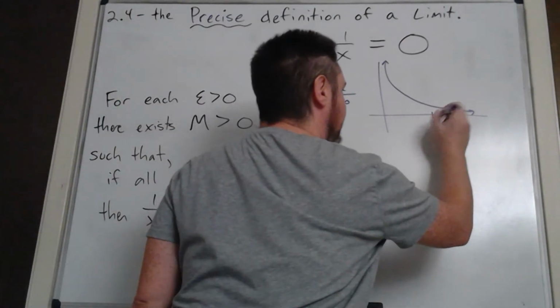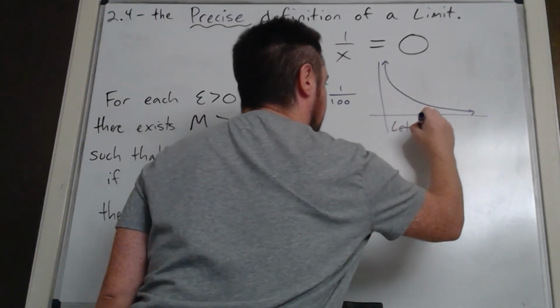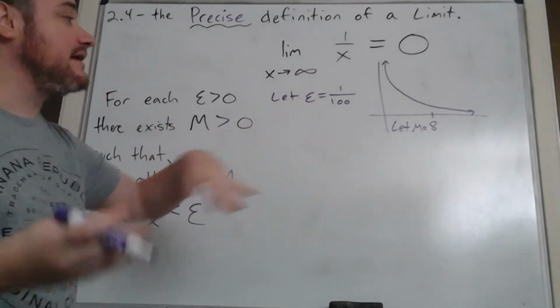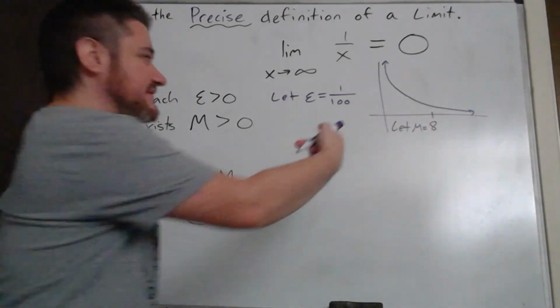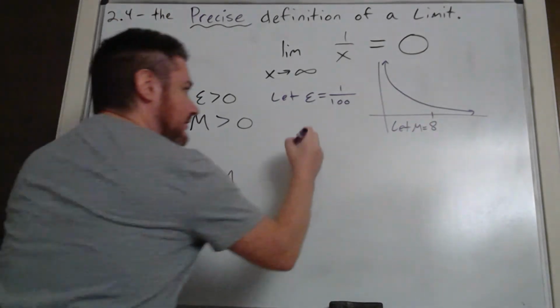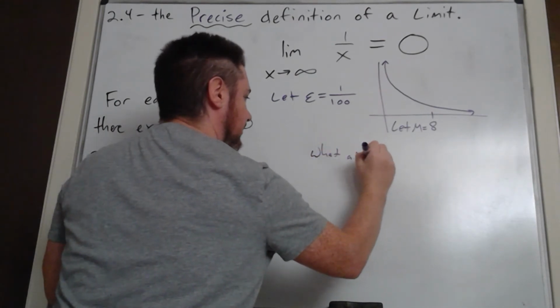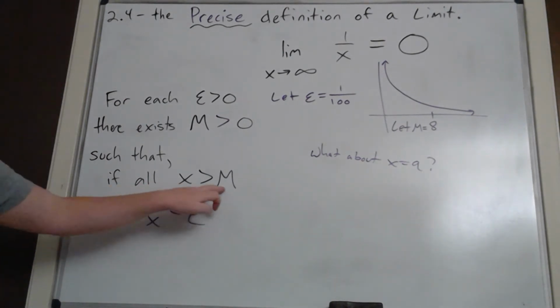If I say let m be 8, does that work? You're allowed to choose whatever epsilon you want. You chose 1 over 100. Am I allowed to just choose whatever m I want? No, that doesn't work, because if m is 8, then what about x being 9? Because then it says for all x bigger than that number.